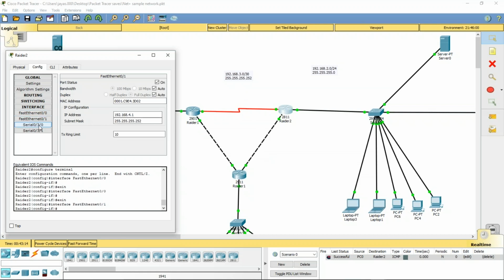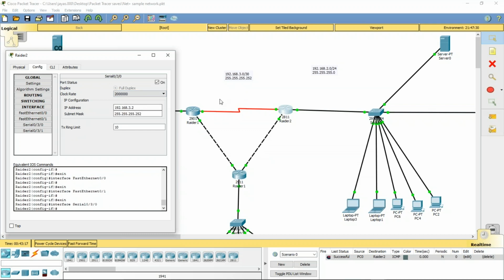Okay, so not that one. 3.2 would be here, because this is a 3.0 network, so this would be 3.2. This looks right, right? This would be 3.1, and this would be 3.2 in this network, because this subnet mask right here is only going to give us two addresses. So this is going to be the 3.1 and 3.2. This looks right, so it's probably not here. Let's take a look at the other one.